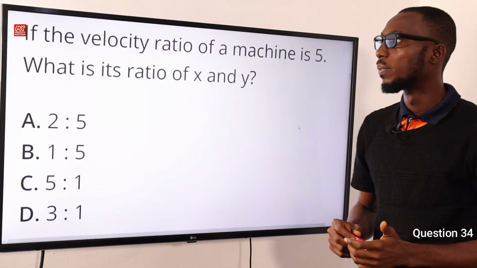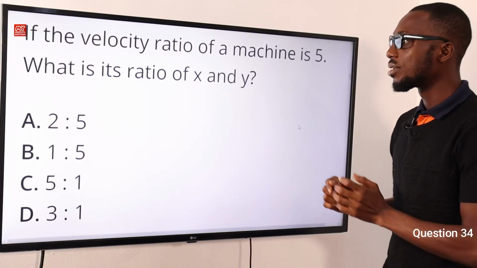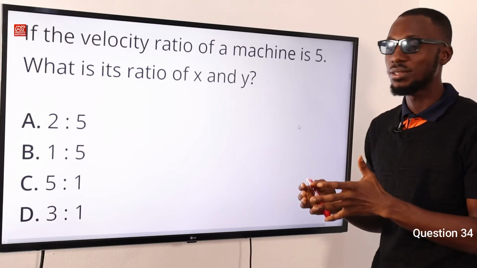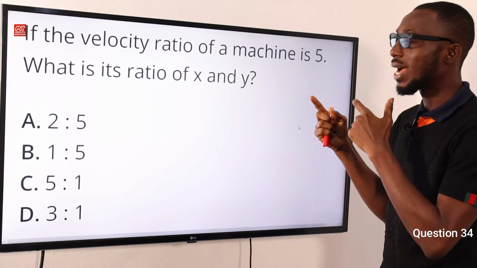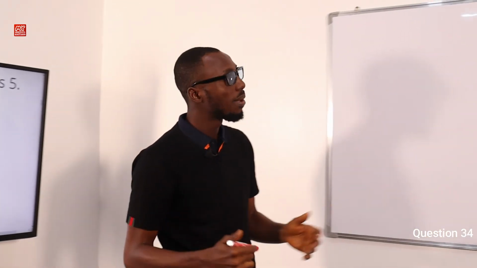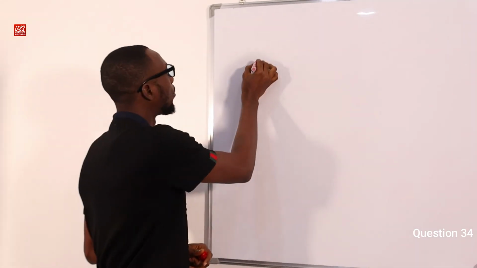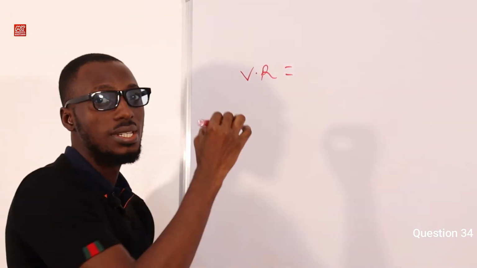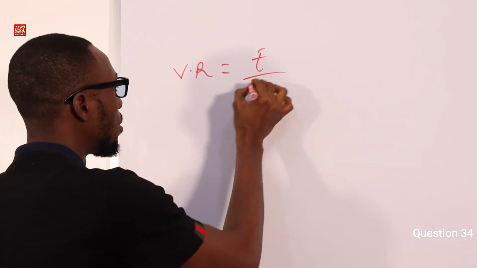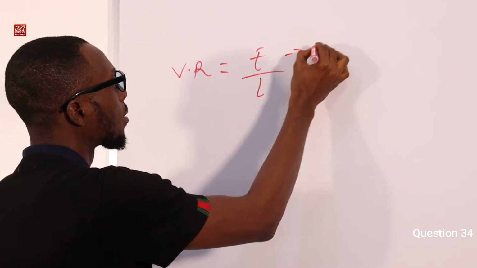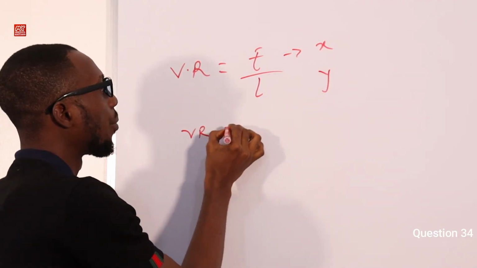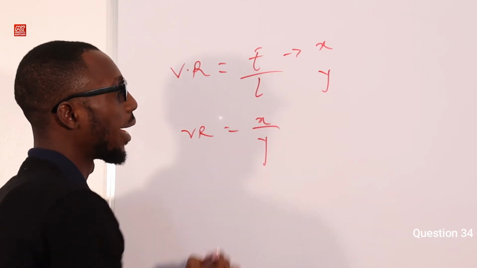Question 34. If the velocity ratio of a machine is 5, what is its ratio of x and y? So looking at x and y, what is x, what is y? We remember that velocity ratio, VR, equals distance moved by effort over distance moved by load. So this is x and this is y. So I can say VR equals x over y, isn't it?